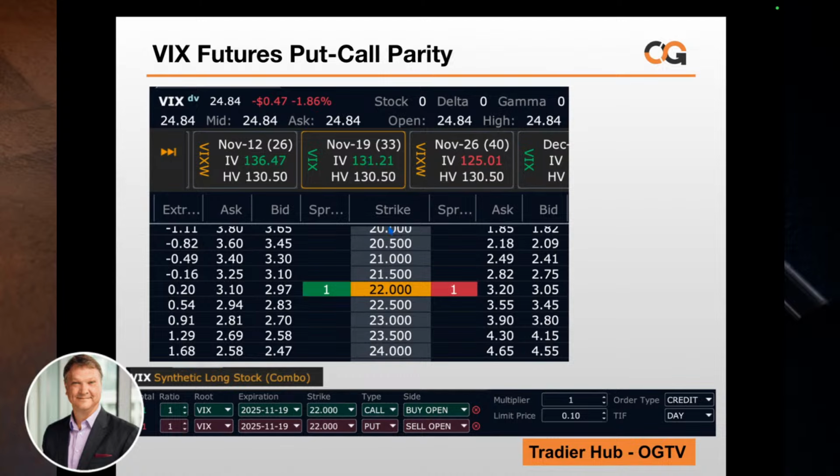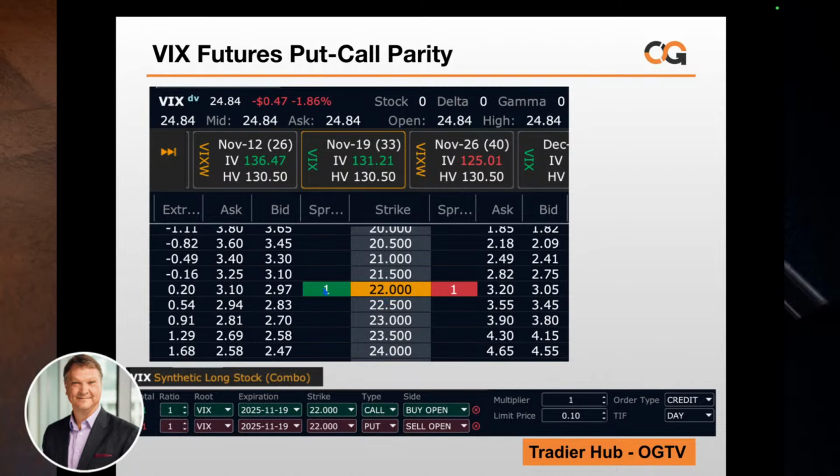Looking at the strikes, the first thing that I do when I'm just trying to figure out the futures, and if you don't want to do the calculation, a simple thing to do is just look at the call side and the put side of the chains. You just try to see where they match up, right? The call here is trading for $3.10 on the ask, and the put is trading for $3.20 on the ask. So they're almost the same prices, which means that the VIX future for the November 19th expiration is going to be very close to 22.